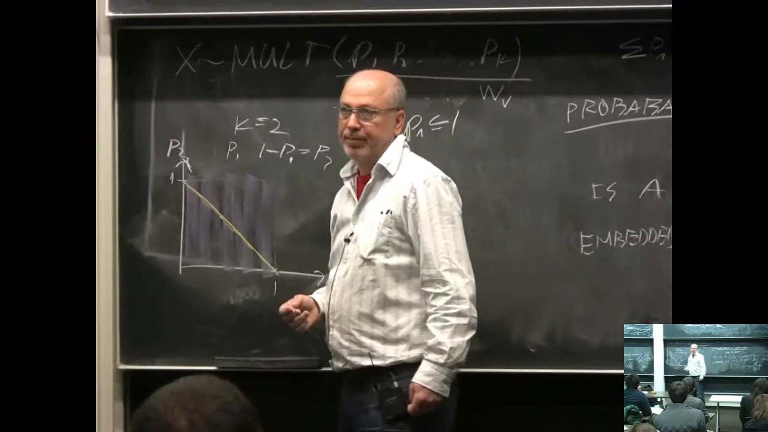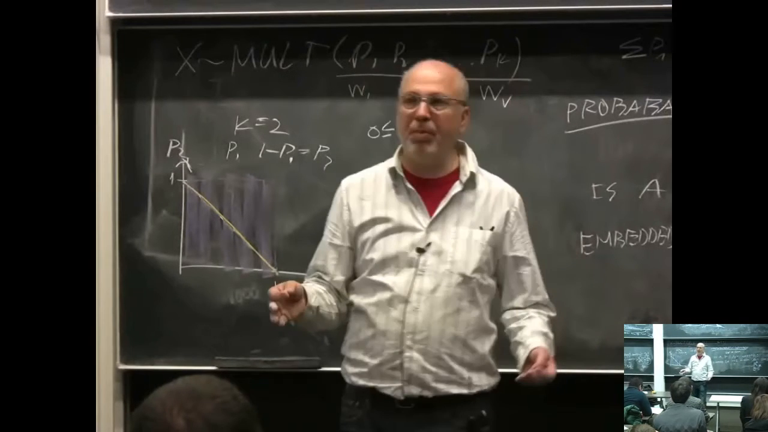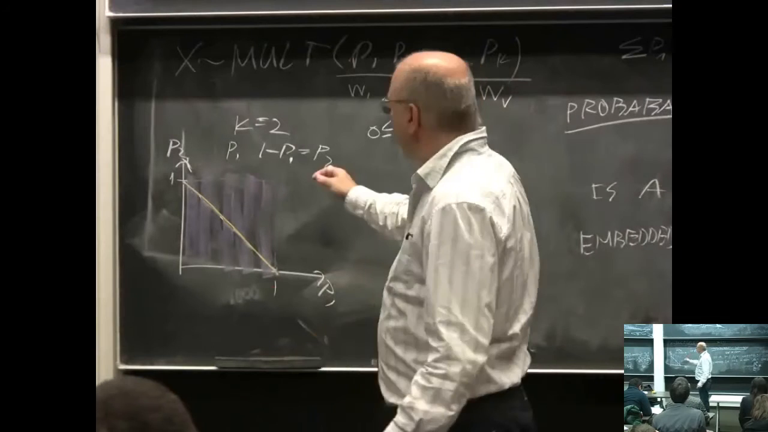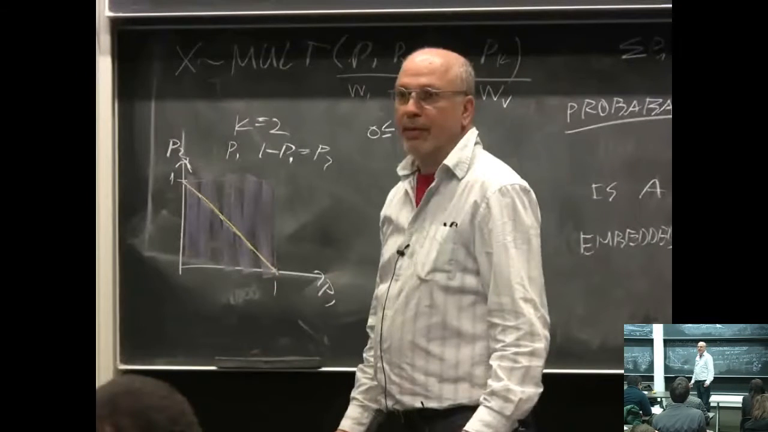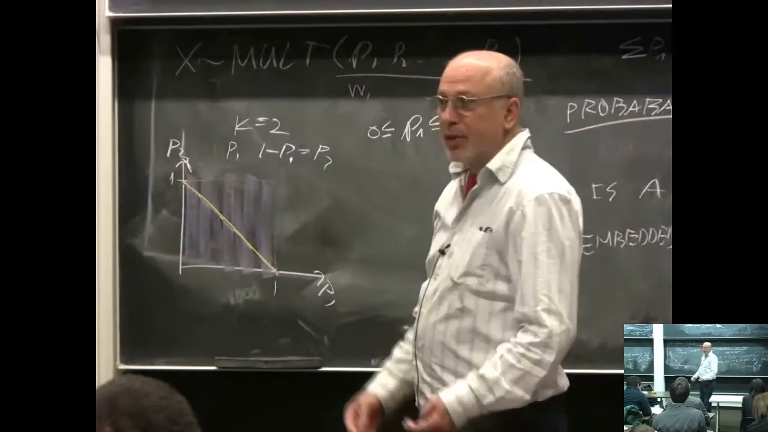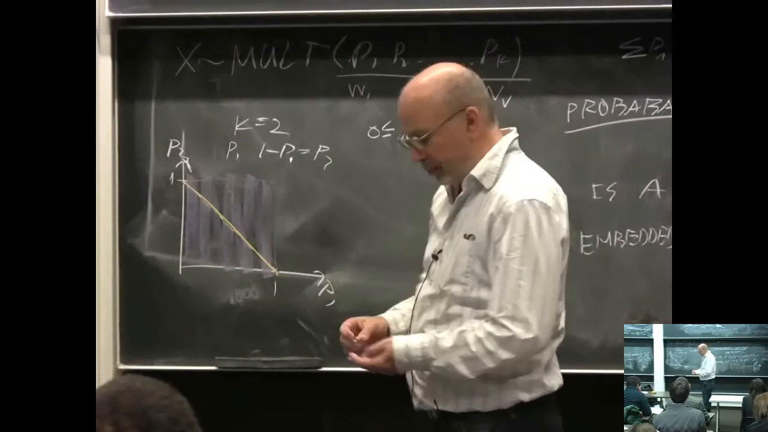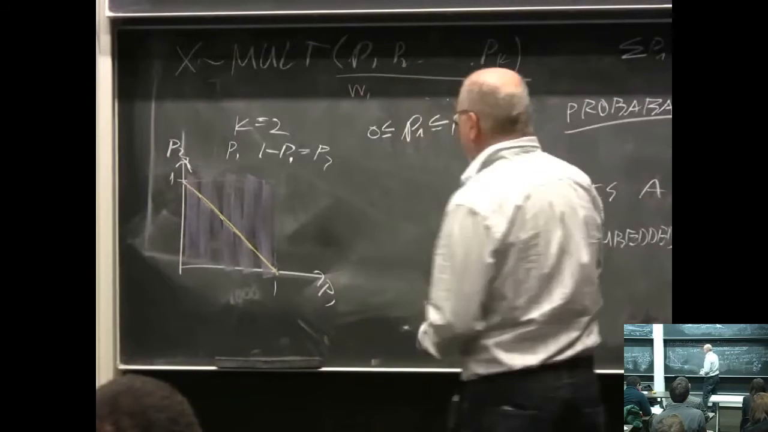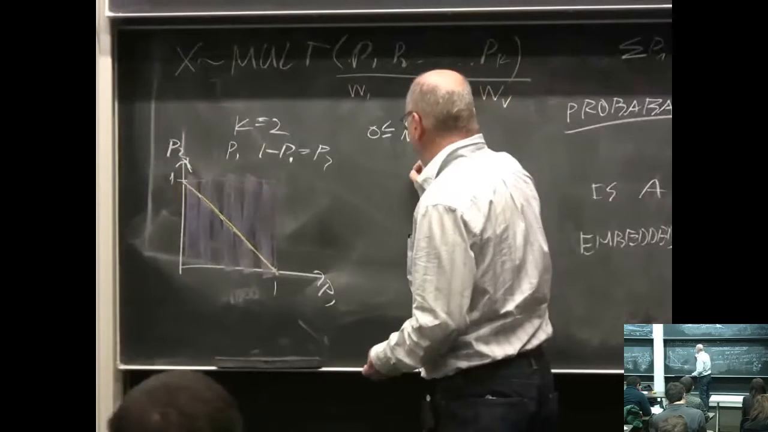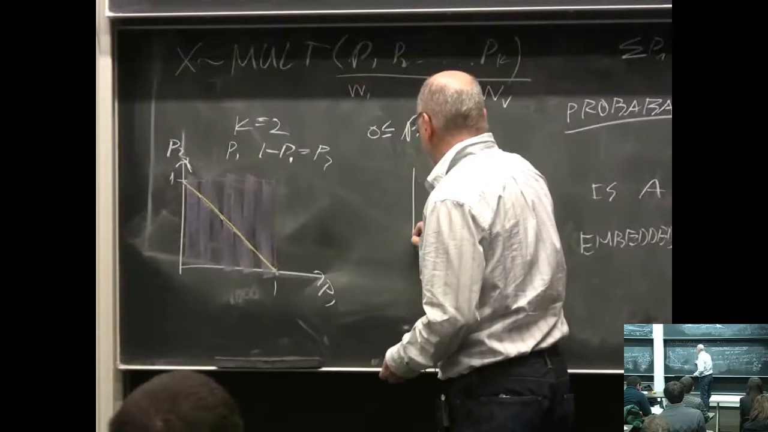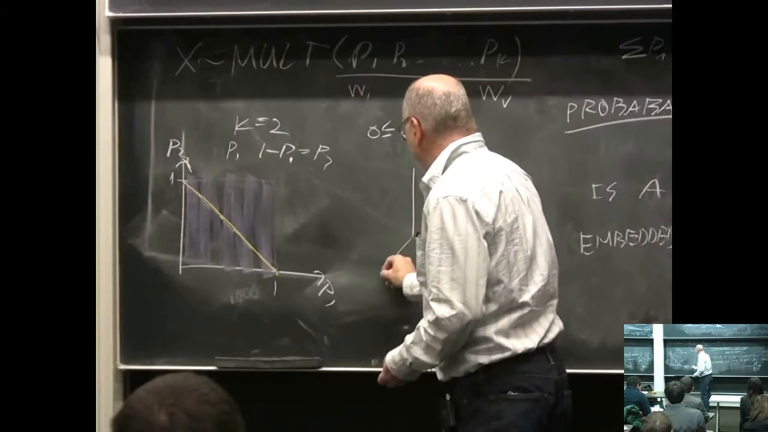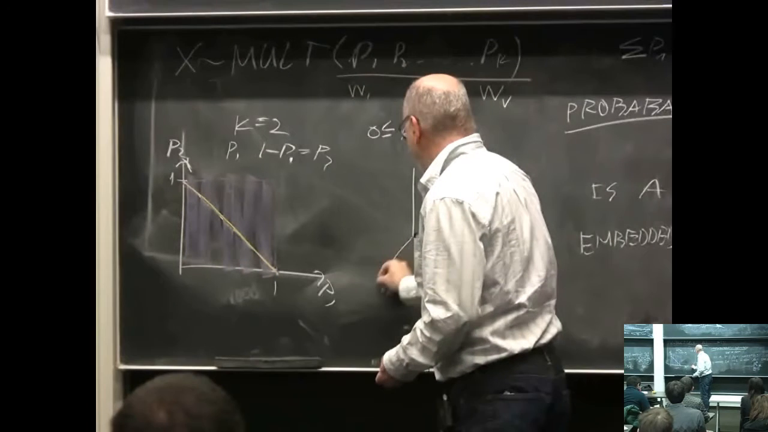Okay? So the entire probability simplex in 2 dimensions is this line. Well, this was easy. Let's try to move to 3 dimensions. My limitations will become evident in a minute. I don't know how to draw in 3 dimensions. Maybe like this.